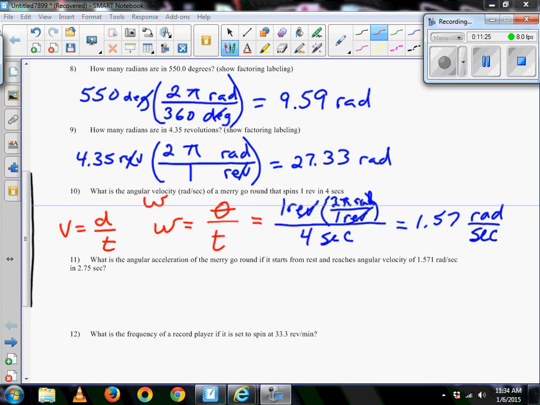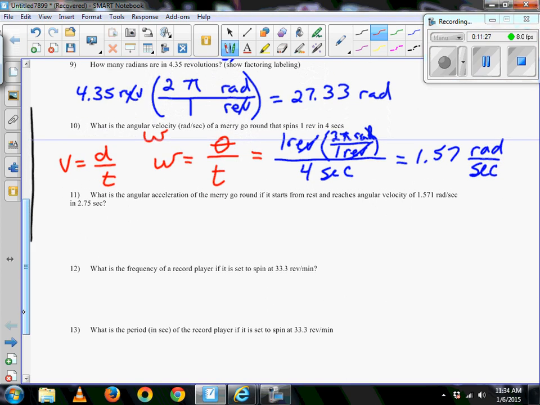Let's look at the next problem. It says, what is the angular acceleration? Jessica, what was the old formula for acceleration? Do you have any clue? Very good. It was velocity, change in velocity over change in time. Like this little delta t, or v over delta t.